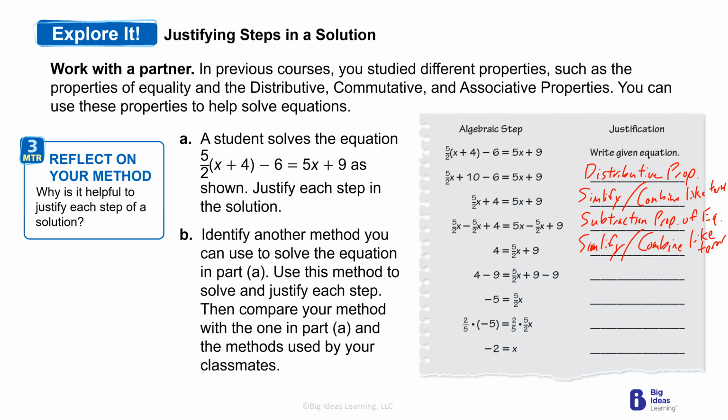Next one, what'd you do? You subtracted the 9. So what property is that again? Subtraction property of equality. The same one that we already used. Subtraction property of equality. And yes, you should put property of equality because later on we will talk about something else called property of congruency. So there are different properties that we need to know.